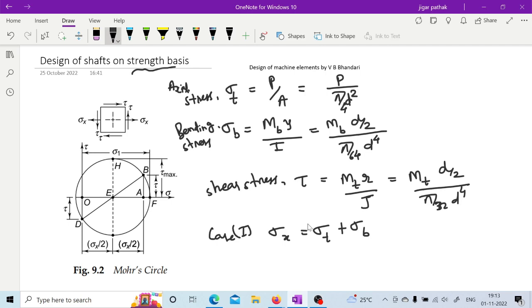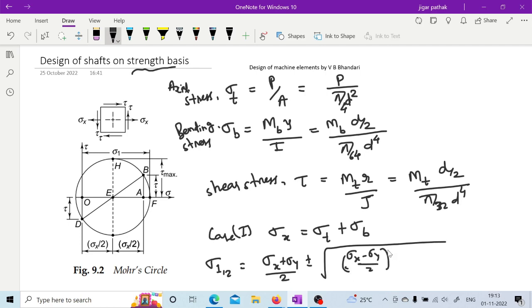In that case, the normal stresses are given by sigma x plus sigma y by 2, where we are considering sigma y as 0, plus or minus the square root of sigma x minus sigma y by 2 whole square plus tau square. Since sigma y is 0, it becomes sigma x by 2 plus or minus the square root of sigma x by 2 whole square plus tau square. So these are your principal stresses sigma 1 and sigma 2.